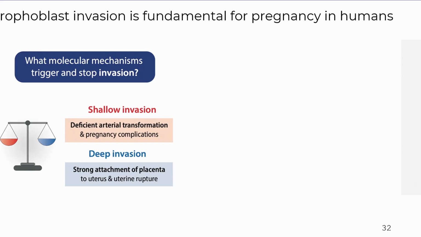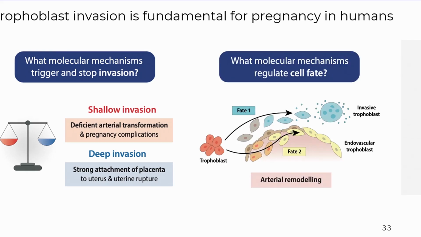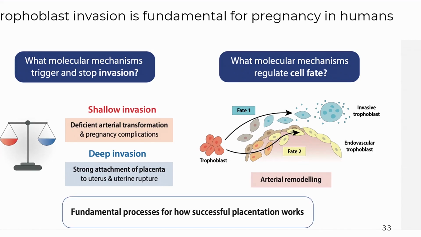So there are some signals in the endometrium that are not present in other tissues that are controlling this invasion. And the other question that she asked is, what are the molecular mechanisms that regulate the identity of these cells as they encounter the different niches of the endometrium? This is again crucial for arterial remodeling. Answering these questions will allow us to learn about the fundamental process of how successful placentation works, and will also lay the foundation for how we can build better post-implantation models in vitro.